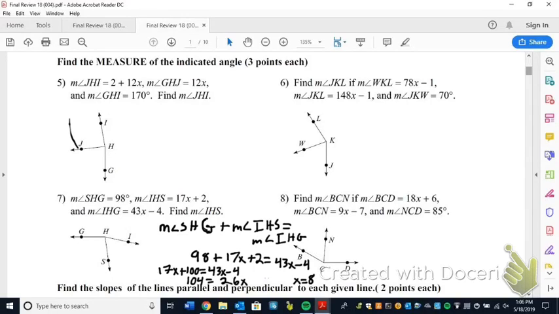That's not right. We get x equals 4. So what we're going to do is plug 4 in there. 4 times 17 is 68 plus 2. And that's going to give us 70 degrees. So if we wanted to check this, what we would do is we'd go 70 plus 98 equals 168 degrees. So if we put a 4 right there, 4 times 43 is 172. If we subtract 4, we get 168. So our math adds up.